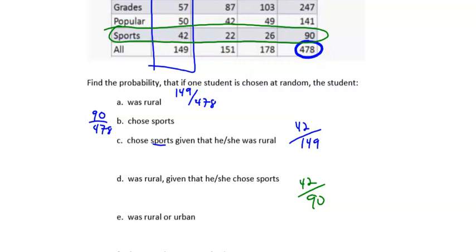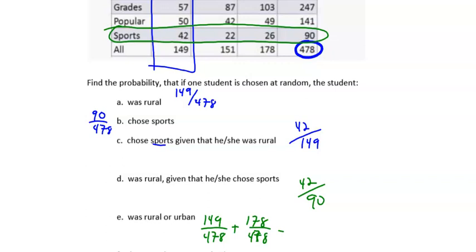That's the last one. Rural or urban. So that's going to be my 149. Those are my rural students. Urban, 178. And add those two probabilities together. And that's out of the total, 478. That's a 7. And then remember, we should be thinking about at least subtracting the intersection. But these are mutually exclusive. There's no overlap here. So it's just, there's nothing to subtract.